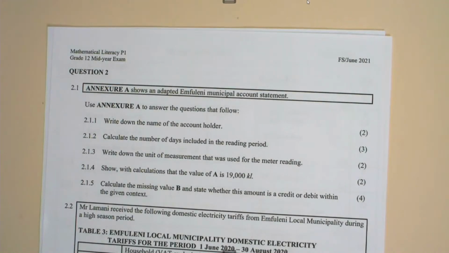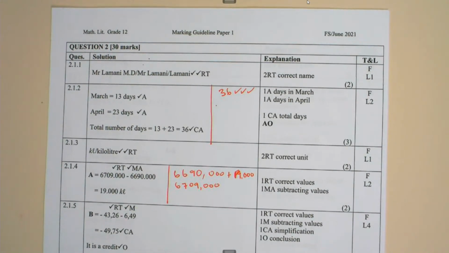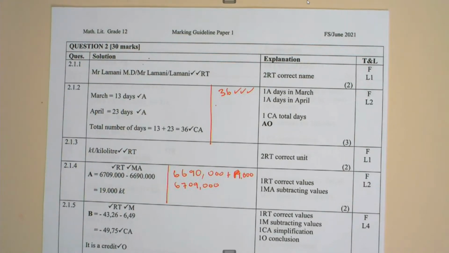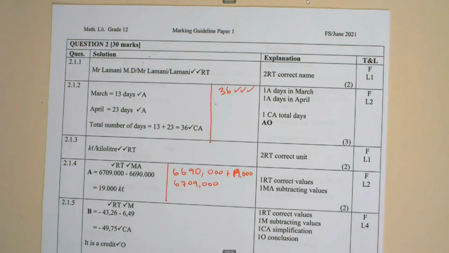Now, the possible answer to that question, remember, it was asking the name of the account holder. So the name of the account holder will be Mr. Lamani, MD, or Mr. Lamani or Lamani. You still give learners full marks if they wrote Mr. Lamani, MD, Mr. Lamani, or Lamani.